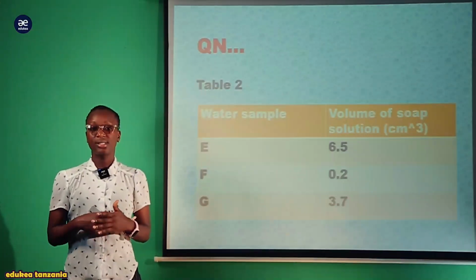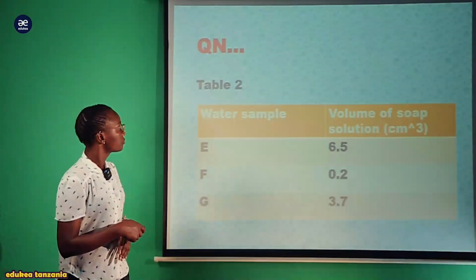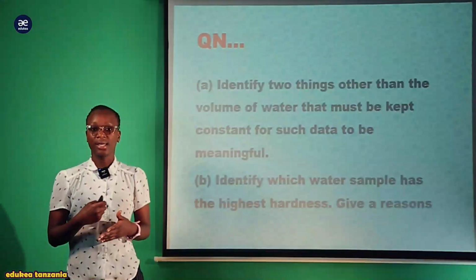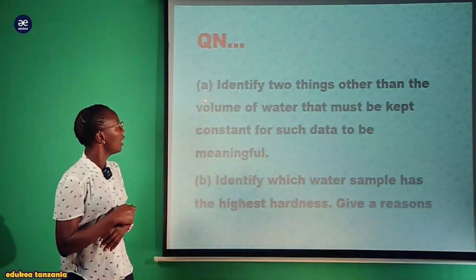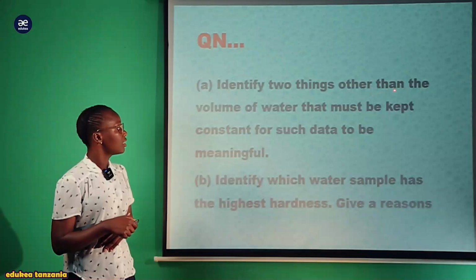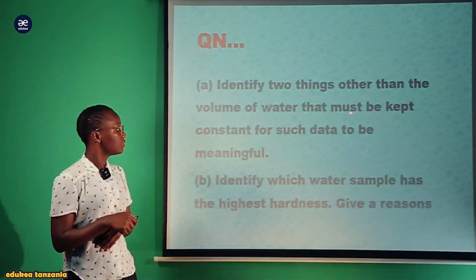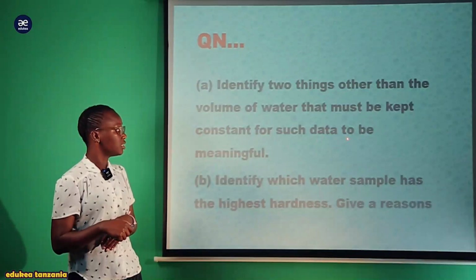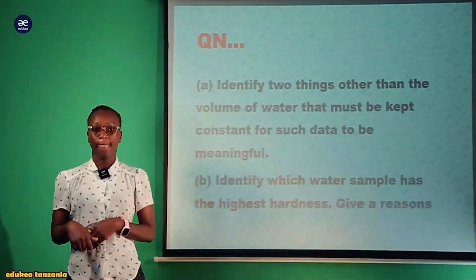So now let's see the answers to the questions. Question kulingana na given data. Therefore, part A, the question states: identify 2 things other than the volume of water that must be kept constant for such data to be meaningful.